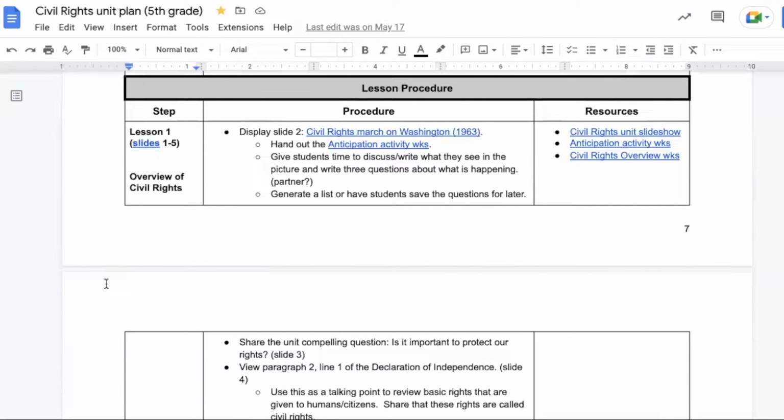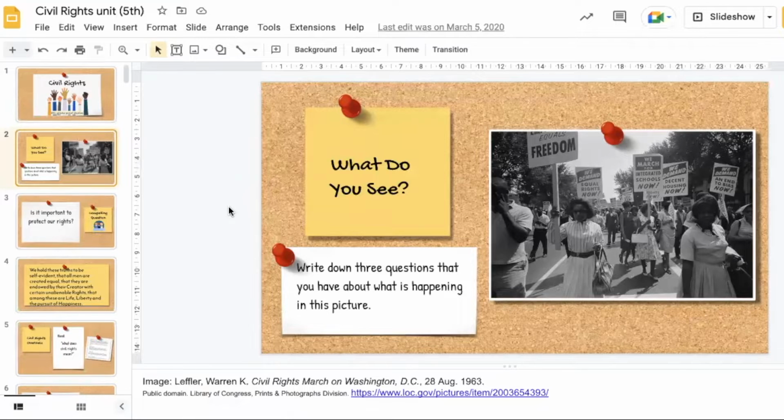Lesson 1 is the overview of civil rights. Students begin with completing a WDIS of this image of the Civil Rights March in Washington. Have students write down 3 questions they have about what is happening in the picture.